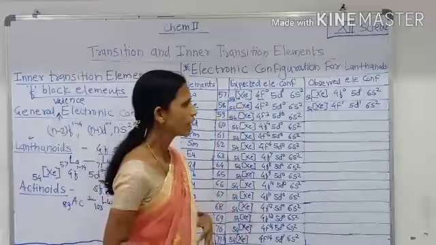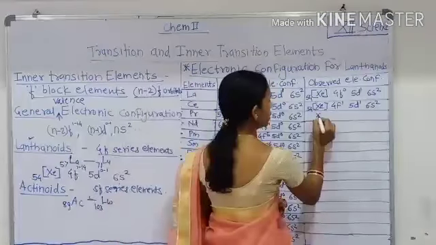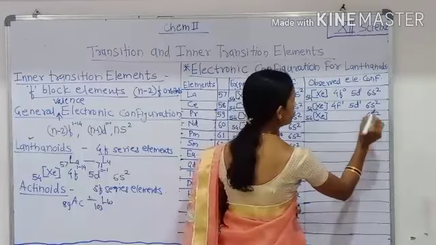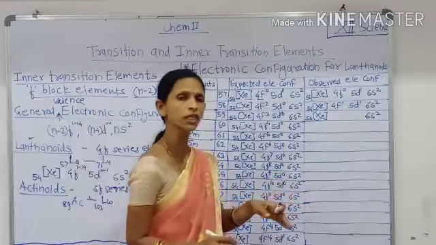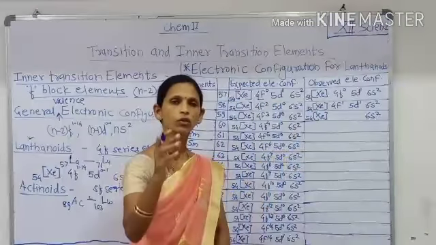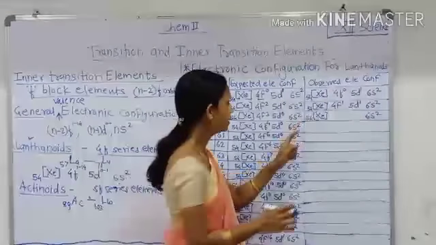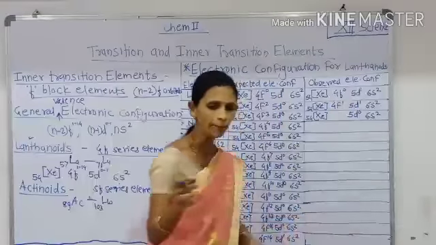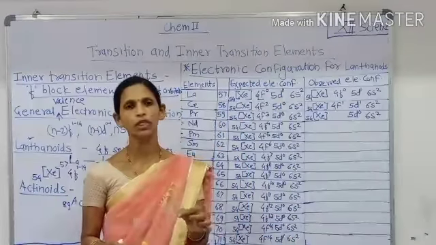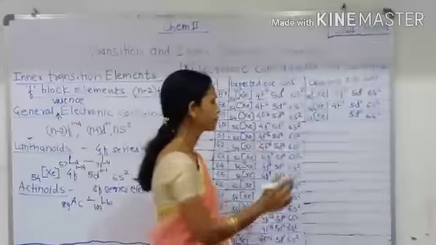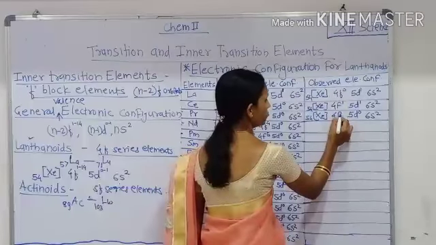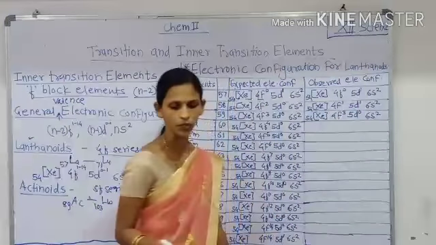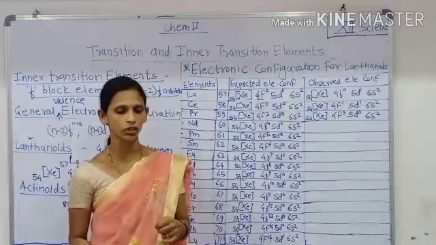Then next, praseodymium, in which xenon 54, 6s2. That means 2 electrons are present in the 6s orbital in all of these elements, and from here the 5d orbital is again empty. That means here 5d has 0 electrons, and 4f, that is, here 3 electrons are there. In the 4f orbital, 3 electrons are there.